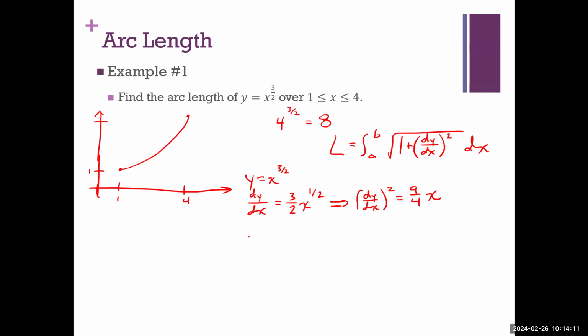There's one thing we haven't explicitly said that we need to. What are the bounds here? 1 to 4. In this case, I gave them to you. So the integral from 1 to 4 of the square root of 1 plus 9/4 x dx. Is that an integral we can do? I don't know if we can do it directly, so we probably need to do some kind of manipulation to it. How can we make this a little more digestible?